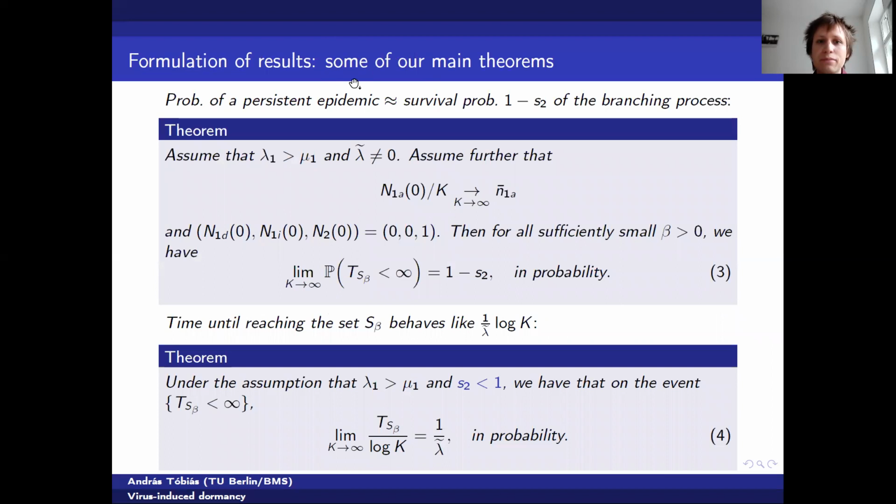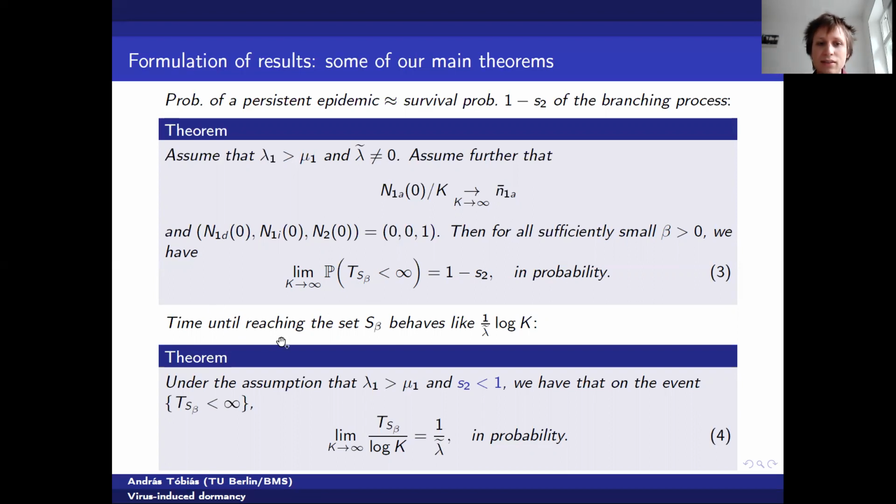Then our first theorem says that the probability of a persistent epidemic is approximately the survival probability 1 minus S2 of the branching process. So assuming that lambda 1 is larger than mu1 and lambda tilde is not equal to 0, and starting from an initial condition when n1a 0 divided by k tends to n1a bar, and we just start with one virus particle and no infected or dormant individuals. For all sufficiently small beta greater than 0, we have that the probability that this hitting time Ts beta is less than infinity tends to 1 minus S2 in probability.